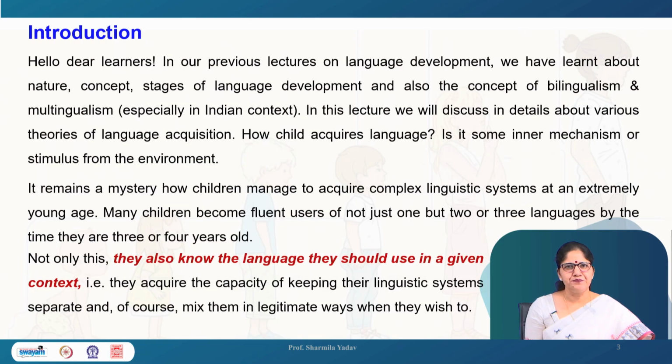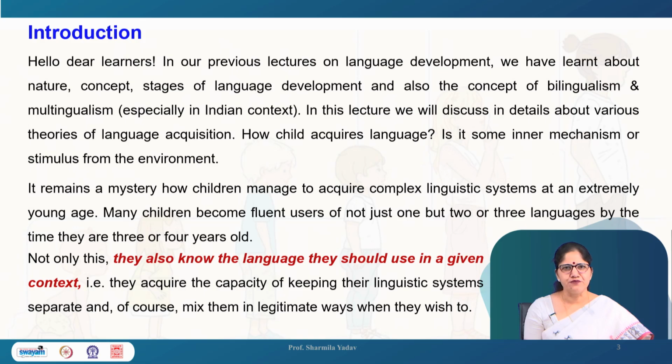So dear learners, in our previous lectures on language development, we have learnt about nature, concept, stages of language development, and also the concept of bilingualism and multilingualism, especially in Indian context. In this lecture, we will discuss in details about various theories of language acquisition. How does a child acquire language? Is it some inner mechanism or stimulus from the environment? It remains a mystery how children manage to acquire complex linguistic systems at an extremely young age.